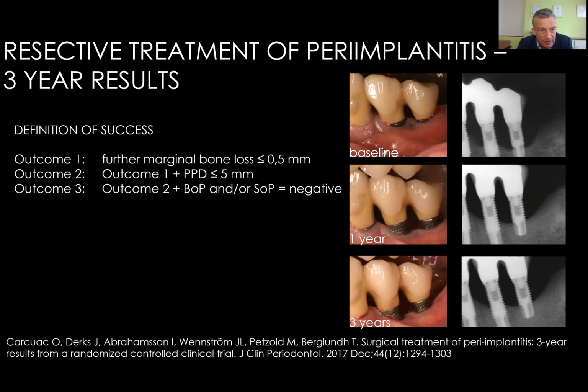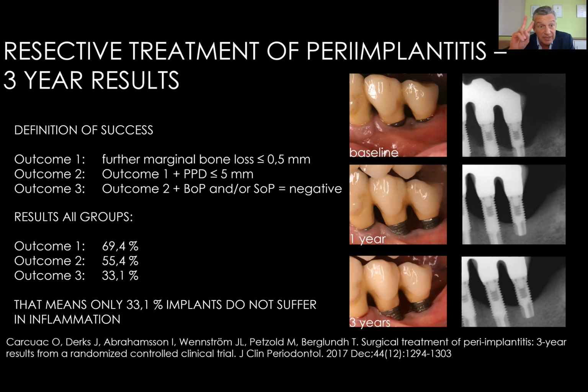You may be aware of this study. I, as a periodontist, like apical repositioned flaps in difficult cases because I remove the pockets. And in perio, this is a very promising method to achieve a stable situation. In this study, implants were treated with an apical repositioned flap, and they defined 3 outcomes. Outcome 1 was no further marginal bone loss of more than 0.5 millimeters, so they still accepted bone loss. Outcome 2 was outcome 1 plus probing depth less than 5 millimeters. And outcome 3 was outcome 2 plus no bleeding and no pus, so no inflammation.